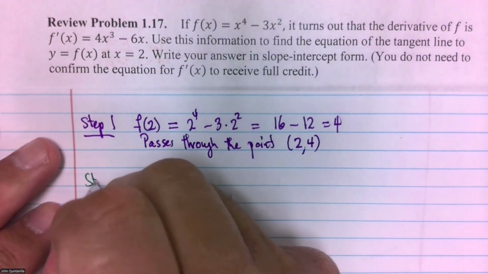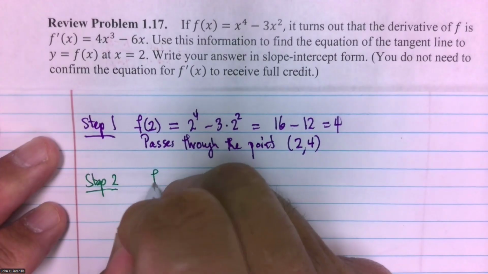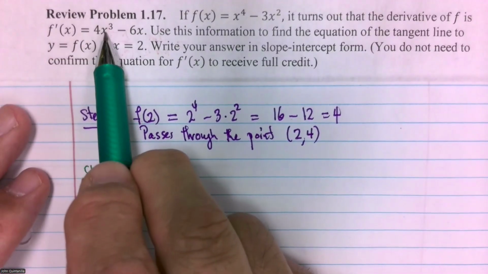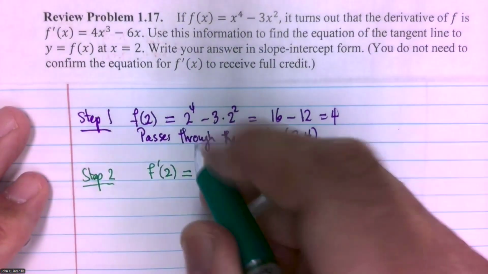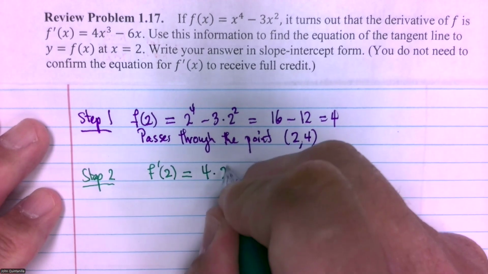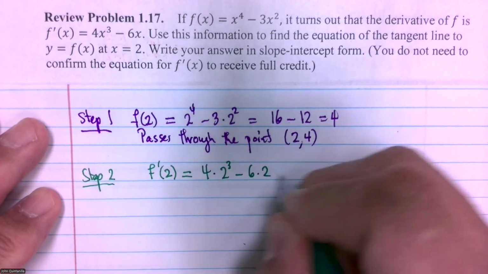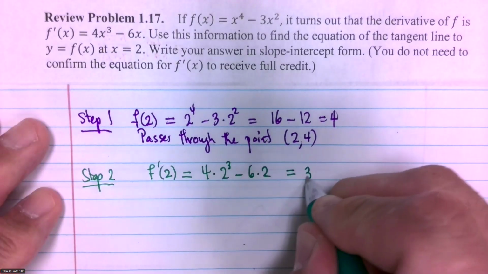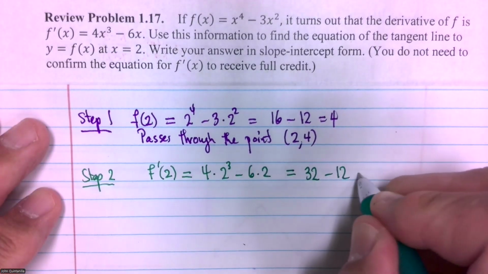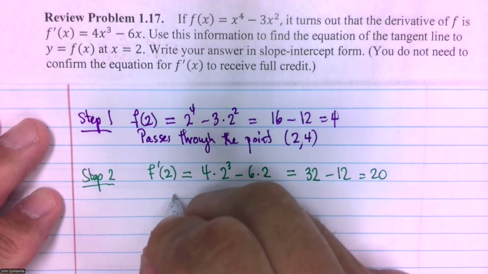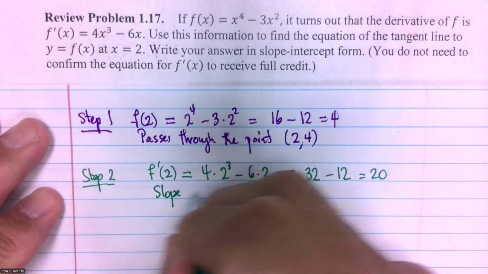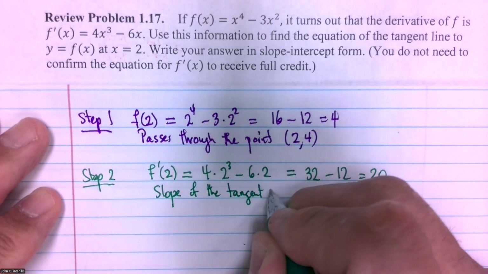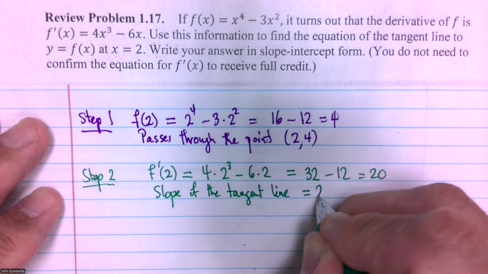Step 2. We now figure out the derivative at 2. Okay, now the derivative is given to us, and so I can just simply plug in 2 into that. So 4 times 2 to the third minus 6 times 2. And so that's going to be equal to 4 times 8 is 32, minus 6 times 2 is 12, is 20. And so I know that the slope of the tangent line is going to be equal to 20.